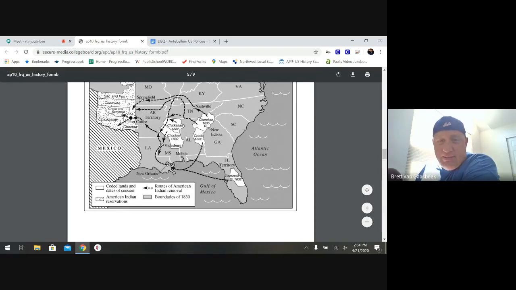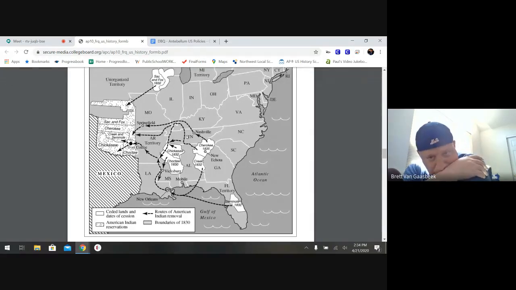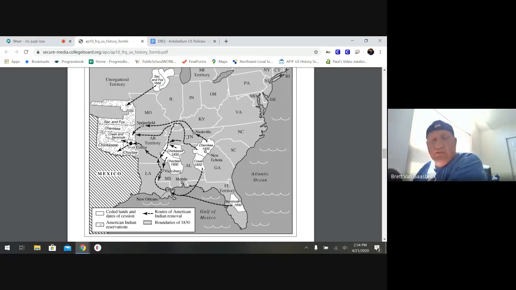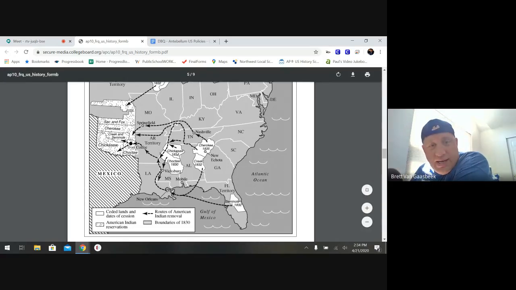Why are they giving you this? What can you use this for? What are we doing with it? What do we end up doing with this territory right in through here, what is today Mississippi, Alabama, and Georgia?